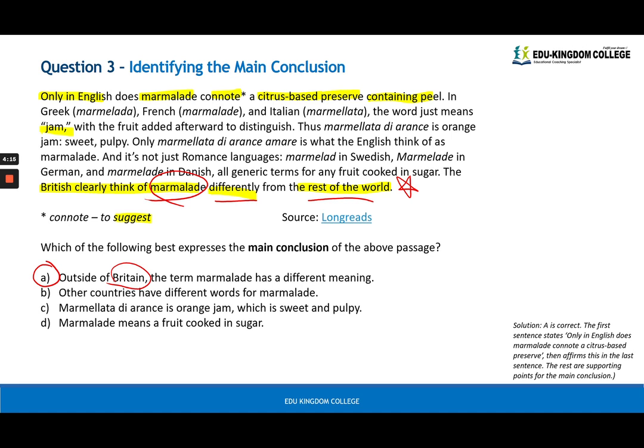Outside of Britain, the term marmalade has a different meaning. So the marmalades link up: British, Britain, meaning, right? Basically, the whole passage is about meaning and difference. So lots of links, meaning A is the best one.